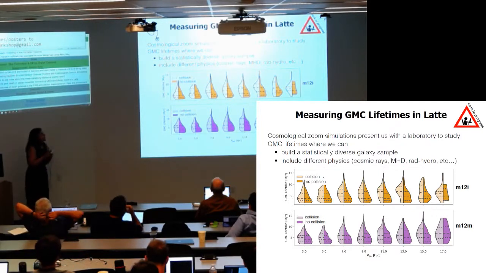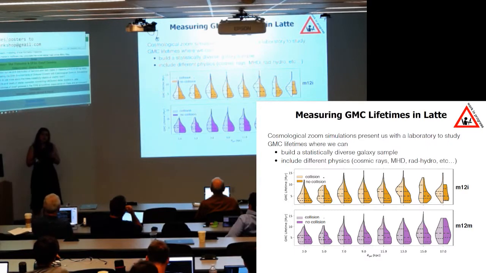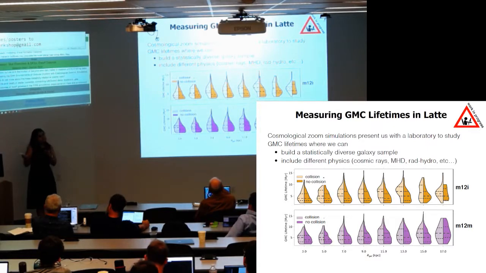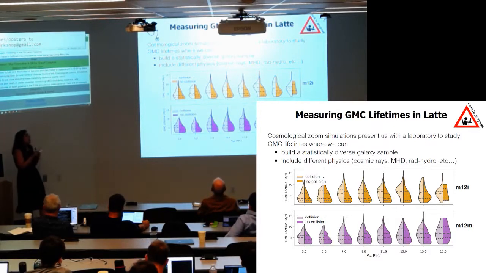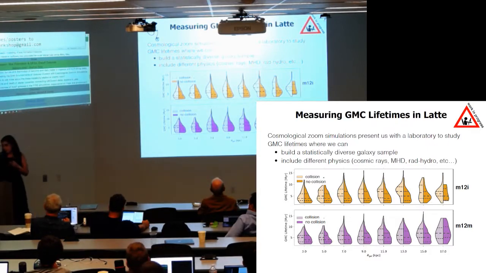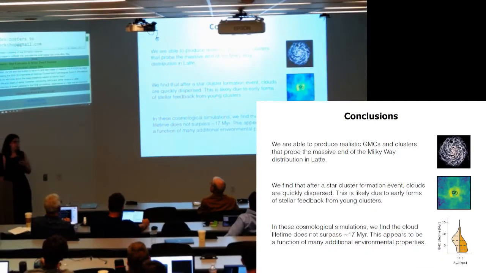And I also want to pitch that cosmological zooms are probably a really good place to look at this, because they present us with a great laboratory, because we can build a statistically diverse sample of galaxies, and we can include all kinds of different physics if that interests you. You can look at how cosmic rays or MHD or rad hydro affect the cluster destruction of clouds. And with that, I will thank you for listening and leave you with my conclusions.